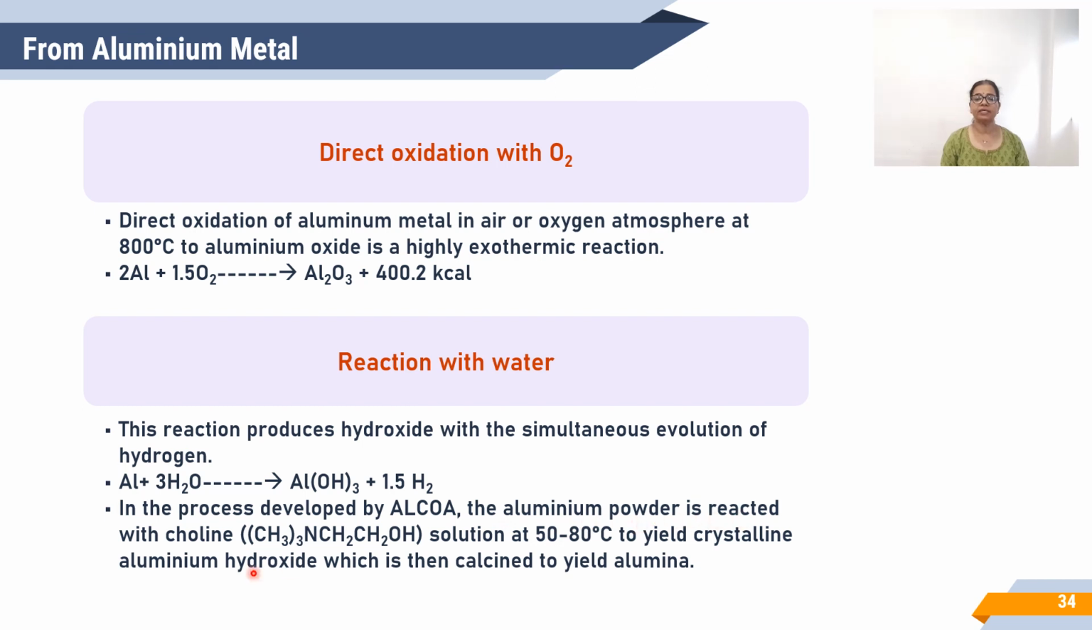the aluminium powder is reacted with caustic solution at 50 to 80 degrees centigrade to yield crystalline aluminium hydroxide, which is then calcined to yield alumina, and then this is used to produce high purity alumina, which are used for special applications.